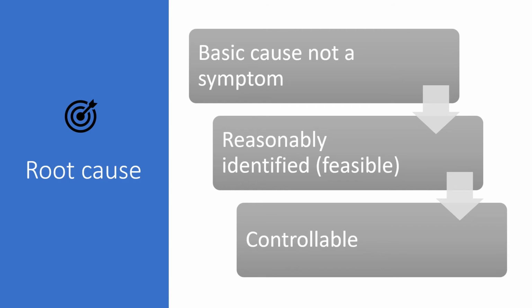A root cause is a basic cause. It is not a symptom. Reasonably identified means that it should be feasible. It is not imaginary. If we are talking about a root cause that may need years of follow-up or could exhaust most of our resources to solve it, it is not a real root cause. Lastly, it should be controllable. In other words, the organization should have control over this cause. Climate, for example, could not be considered a main root cause in analysis as it is beyond our control.